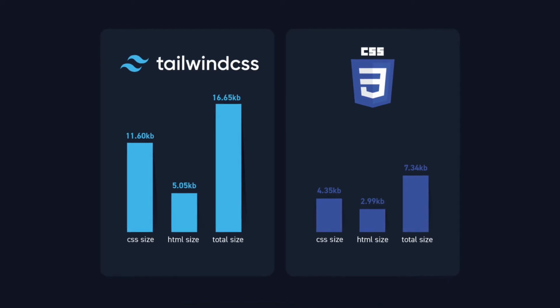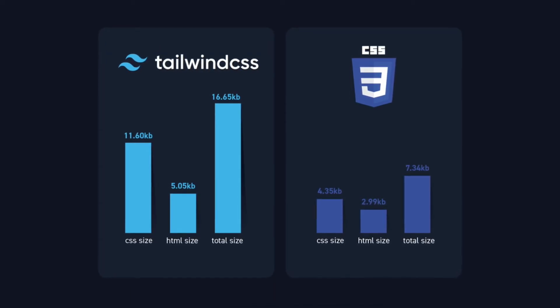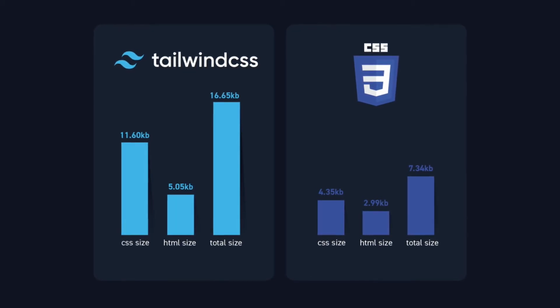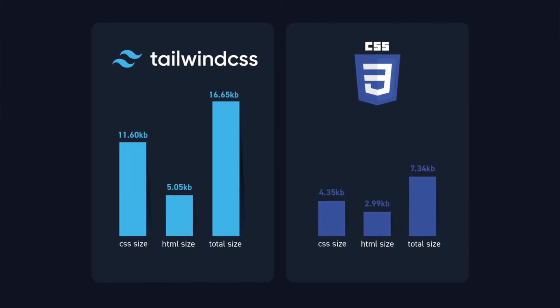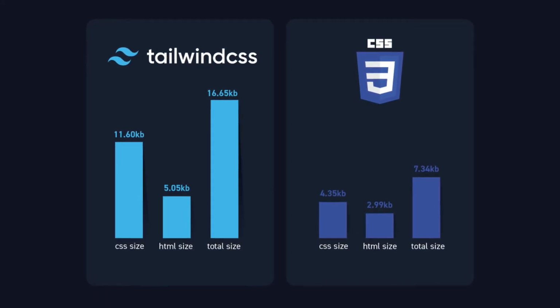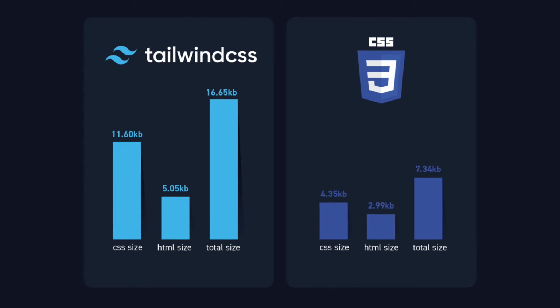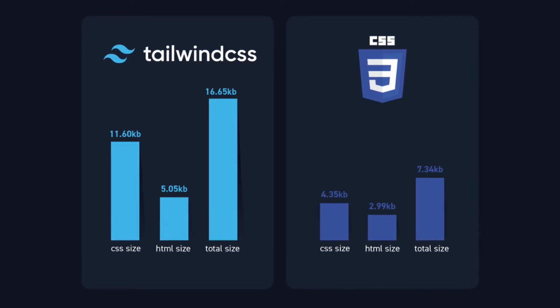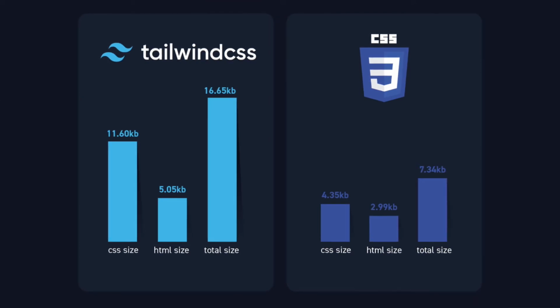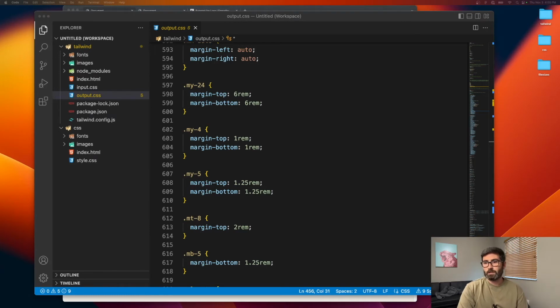And then for the Tailwind side, right out the gate, before you even write any classes or anything, Tailwind's going to start you out with about 4.8 KB of just variables and their starter stuff. And then by the time I finished, the CSS was 11.6 KB, the HTML was 5.05, and the total site size was 16.65 KB. So I did the math, and that's 226% more.